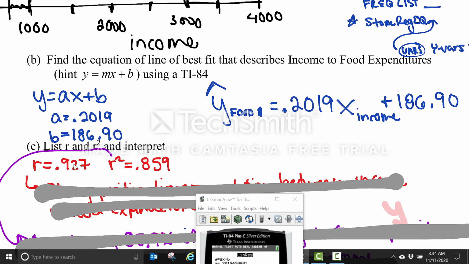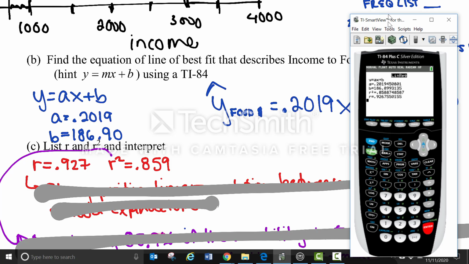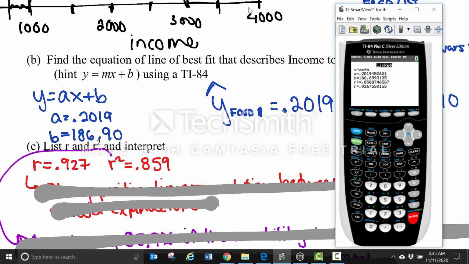And then you have R and R squared. Does anybody remember what they are from secondary 1? And or maybe secondary 3? Yeah, that's fair. Okay, R is the amount of correlation. The closer this number is to 1 or -1, the better the points fit the line.